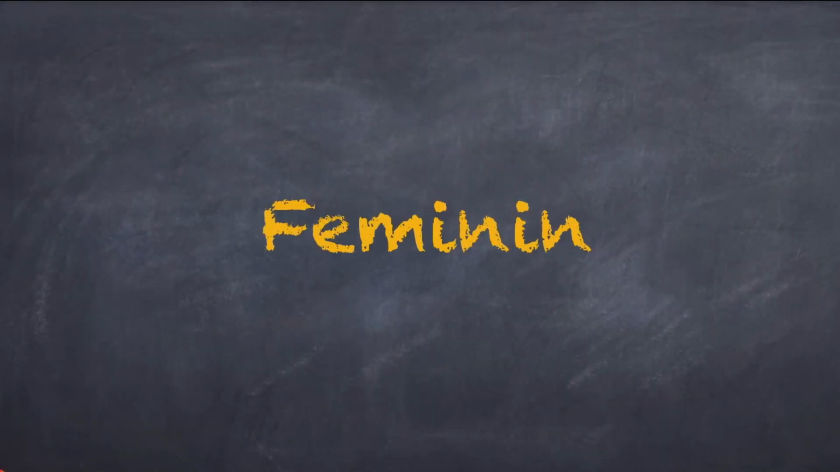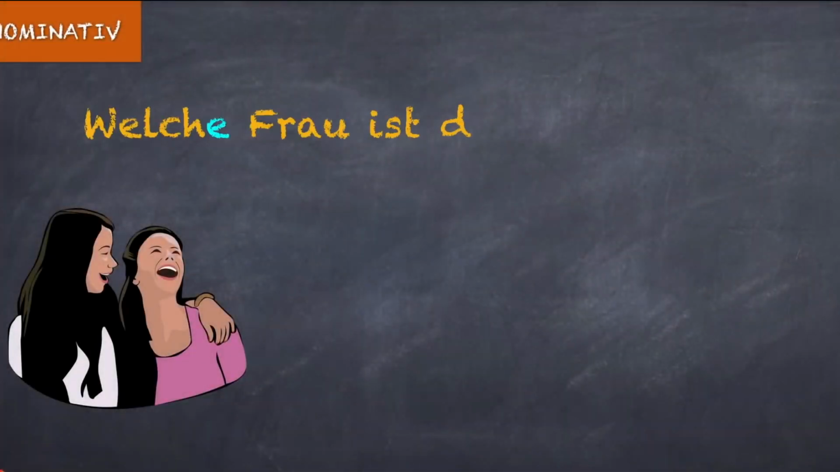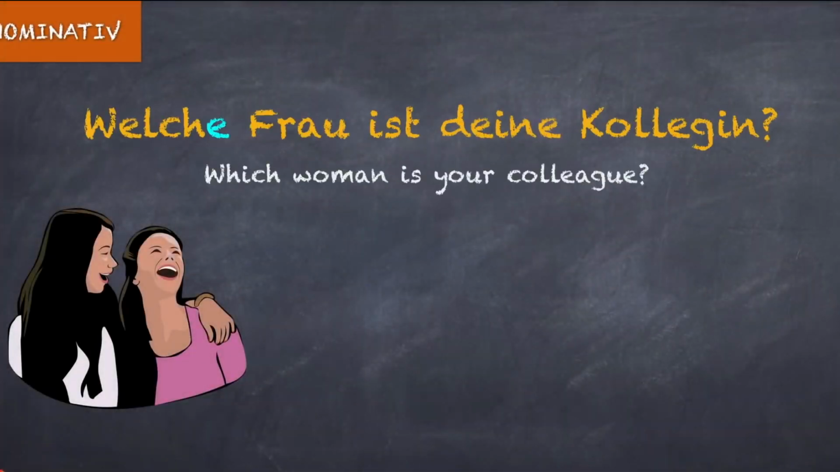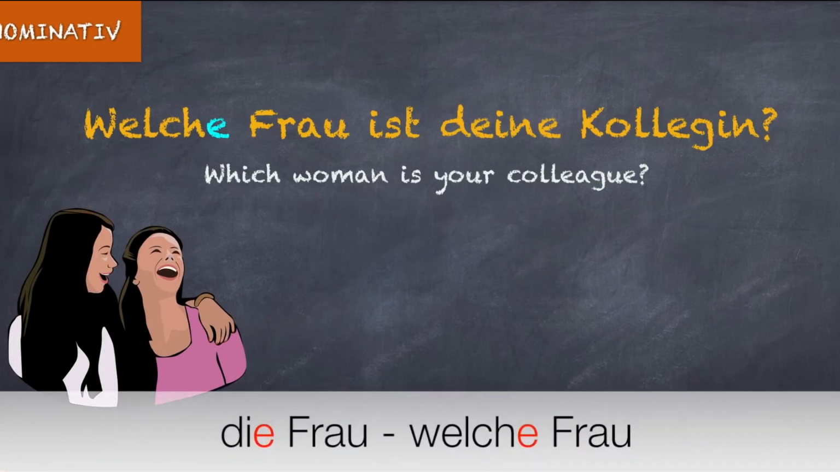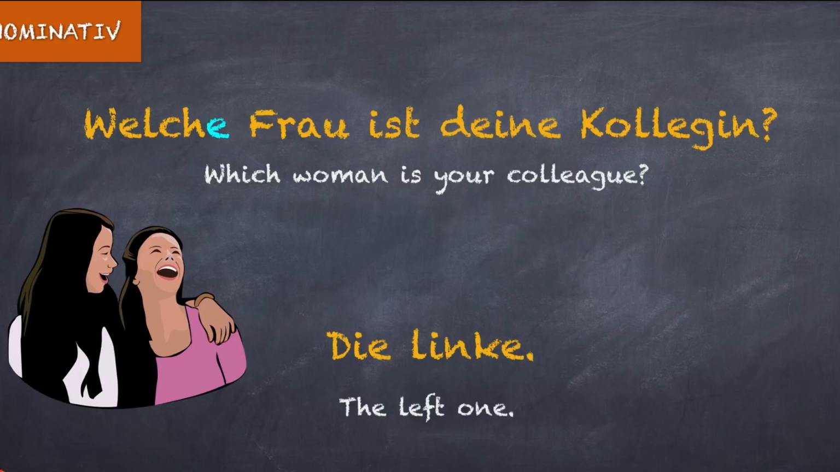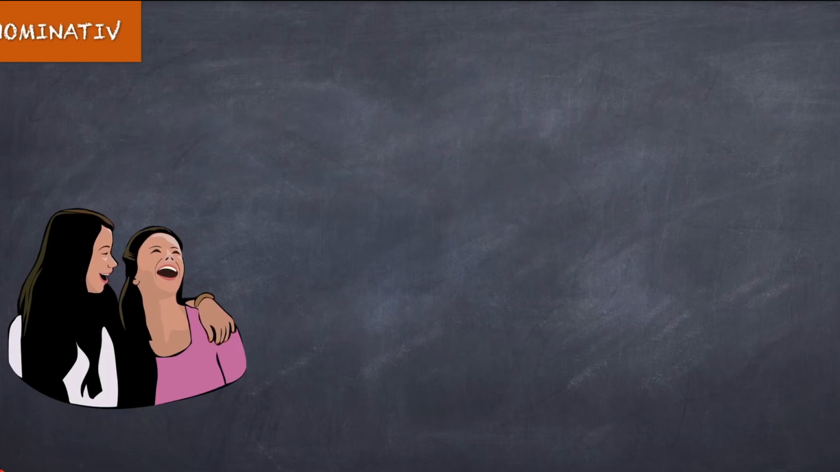Now let's look at the feminine article. If you know the feminine article in all cases, then this should be very easy for you. Let's look at the first one in nominative. Welche Frau ist deine Kollegin? The article for Frau is die. In this case, welche takes only the e from die. And here's the answer. Die linke. Do remember that we are talking here about something particular. That means you will only use the bestimmte article.